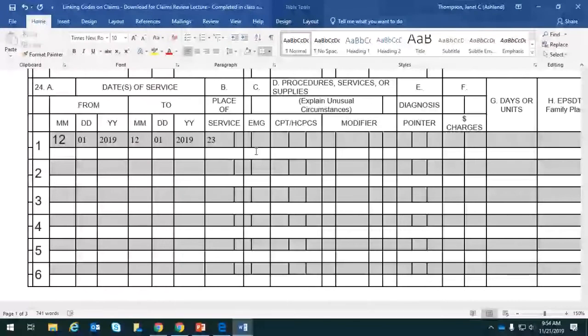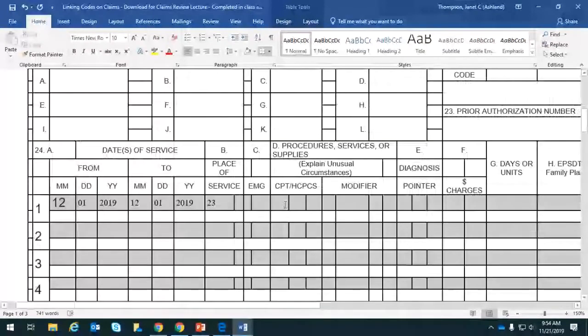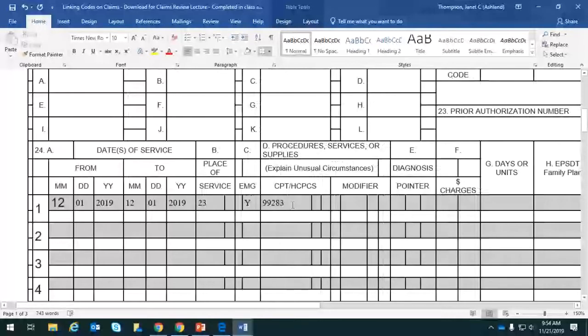Where it says CPT HCPCS, I'm going to click in this first box there. For emergency, I will go ahead and just put a Y there for yes. On my CPT HCPCS code, I'm going to type in 99283. And this doesn't need any modifiers. You can have multiple modifiers, but it doesn't need any.